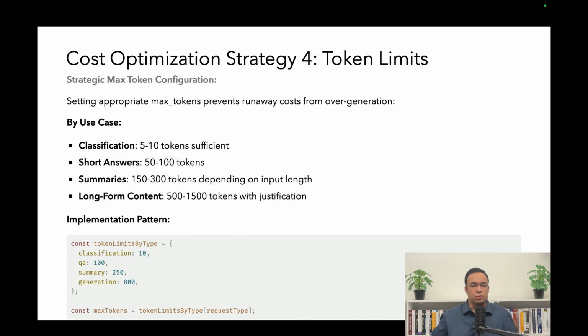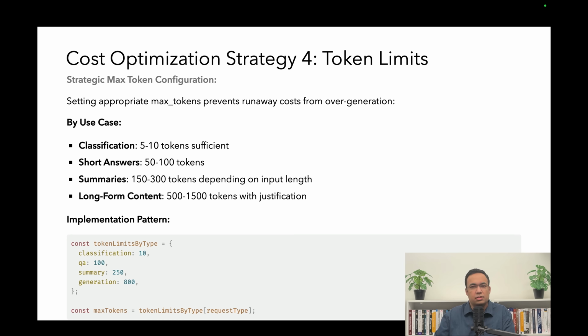The fourth cost optimization strategy is the strategic max token configuration, which prevents runaway costs from overgeneration. Setting appropriate max tokens prevents scenarios where you expect a 50 token response, but the model generates 2000 tokens because it started generating examples, explanations, or additional content you did not need. You should set max tokens by use case based on what is actually required.